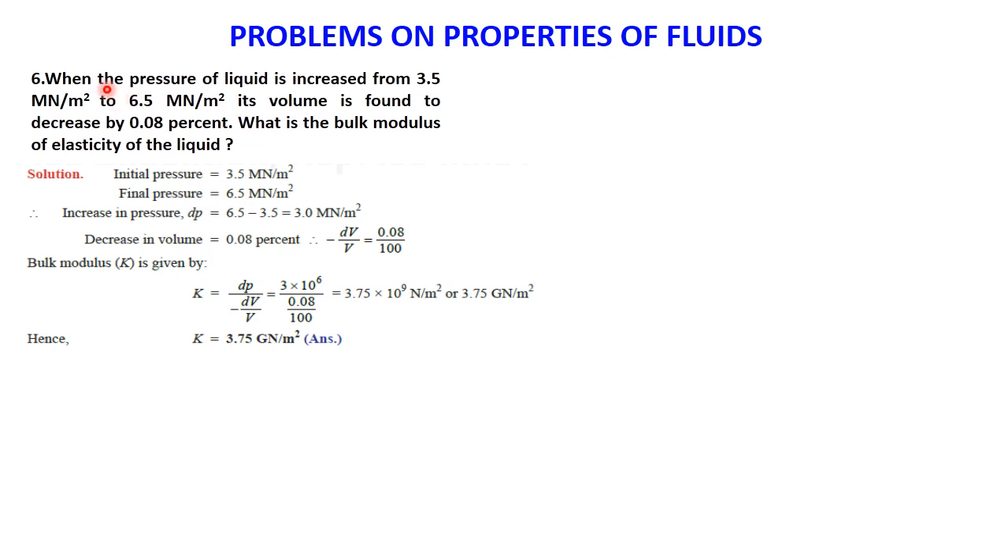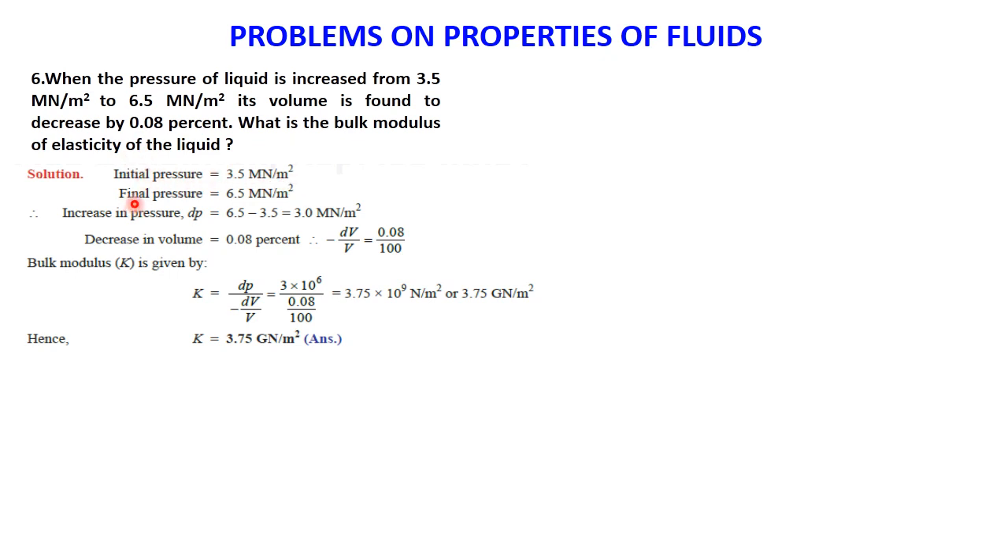And last problem, a very basic problem related to bulk modulus. Problem number 6. When the pressure of a liquid is increased from 3.5 meganewton per meter square to 6.5 meganewton per meter square, its volume is found to decrease by 0.08%. So what is the bulk modulus of elasticity of the liquid? So see the values there.